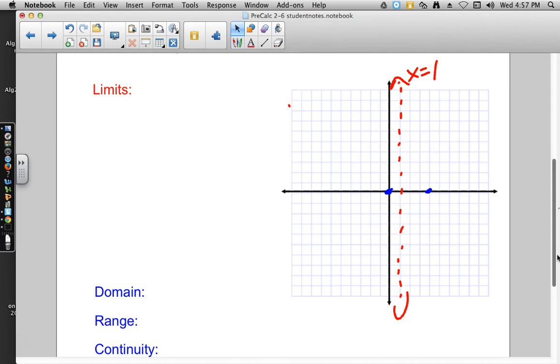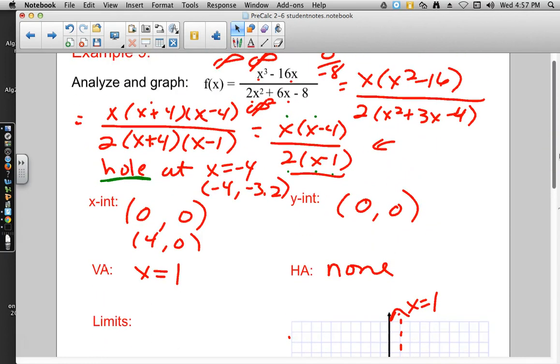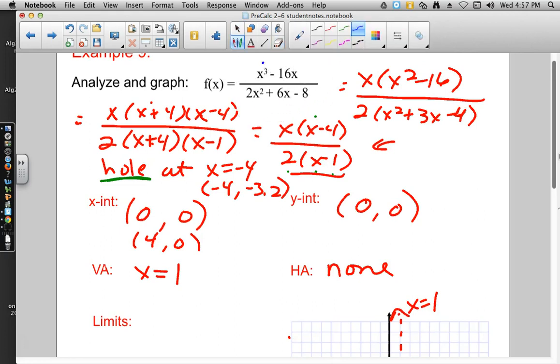So now what I think is, well, there's got to be something more than this. I mean, this is a hyperbola. And that's because in this problem, the degree of the numerator is greater than the degree of the denominator. If you go back up here to the beginning, you'll see that's what's going on. That means this will have a slant asymptote. So to find that slant asymptote, we are going to need to do long division.